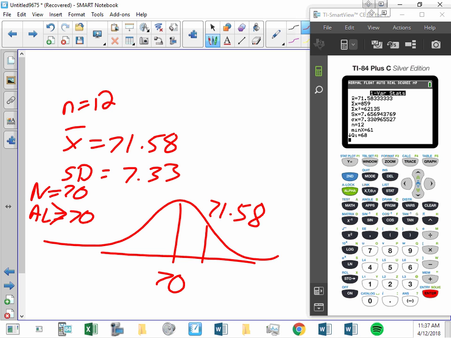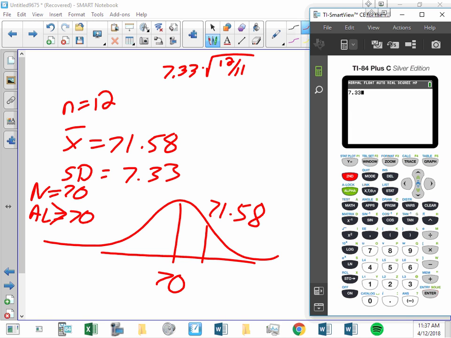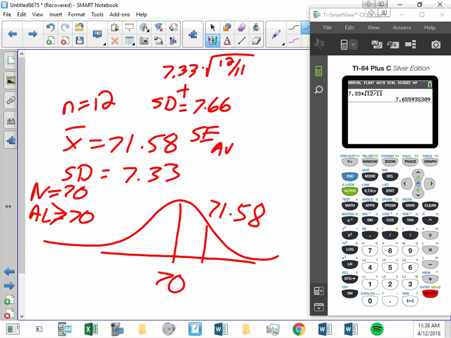Now I need to compute my SD plus. So I'm going to take 7.33 times the square root of 12/11ths. And this will make it a little bit bigger, not a lot bigger. So my SD plus is 7.66. Now I need an SE, average. So I take 7.66 divided by the square root of 12, and I get 2.21.